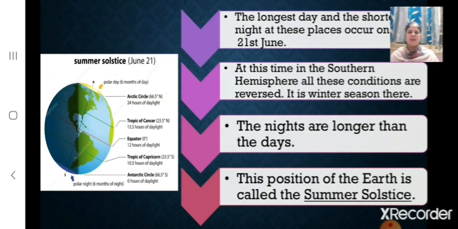And children, when does the longest day and the shortest night occur at these places? The longest day and the shortest night at these places occur on 21st June. And at this time in the southern hemisphere, all these conditions are reversed. So it is winter season there, and the nights are longer than the days in the southern hemisphere. So this position of the earth is called the summer solstice.